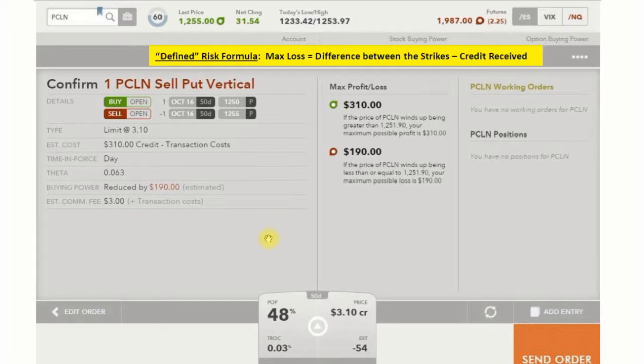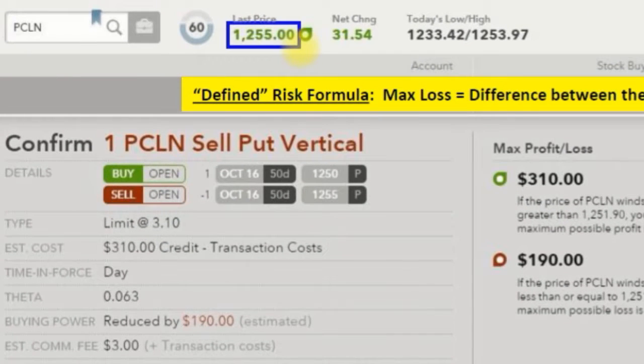Okay, so here's a trade page for selling a put vertical. Let's go through this one in detail as well, so you can always come back to both of these as reference guides. Same exact scenario here. The stock price is $12.55, and in this case we're selling a put vertical as opposed to the call vertical.